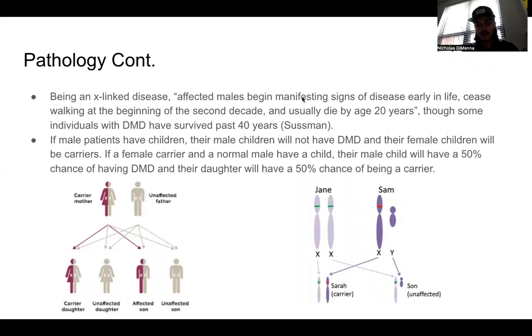DMD is only found in males. On rare occasions, it's found in females, but typically, since it's carried on the X chromosome, it's only found in males. If Tim were to have children, the likelihood of whether or not his children have DMD is entirely dependent on if the mother is a carrier or not a carrier, because he is only going to pass down his Y chromosome to a male child and his unaffected X chromosome to a female child.